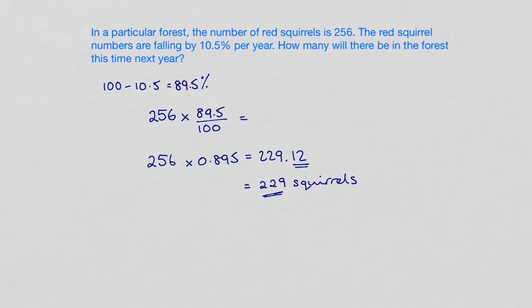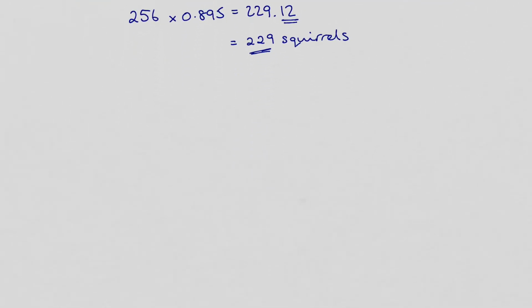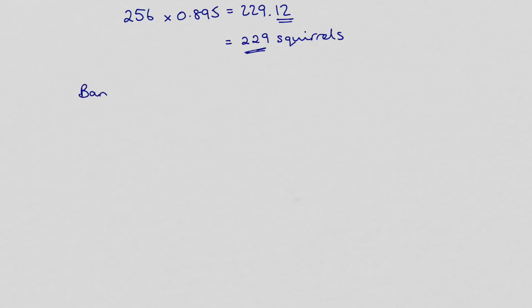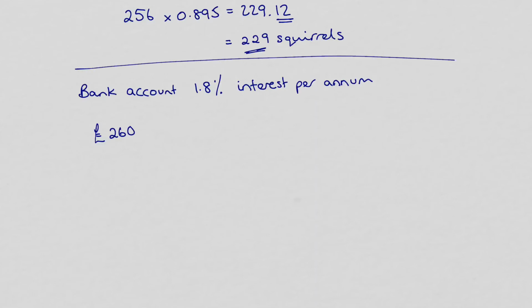Okay? I'm actually just going to do one more example with you with money, just to show you. So I'm not even going to write out a big long sentence. I'm going to say there's a bank account that pays 1.8% interest per annum. And we're going to work out how much money we've got if we invested £260 in this account. Okay, so first of all, per annum means per year. Okay, so we're going to find out how much money we've got after 1 year if we invested £260.